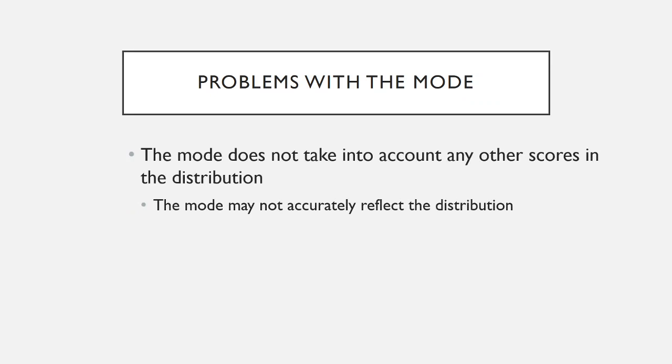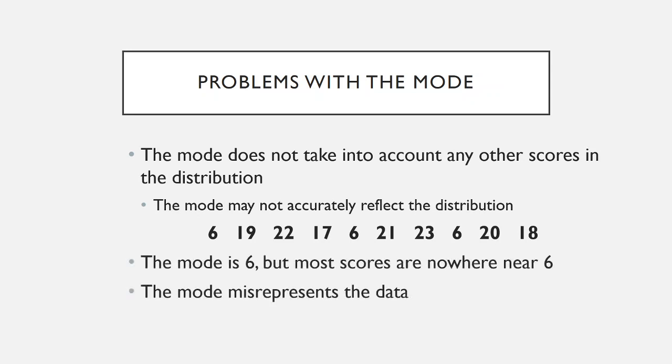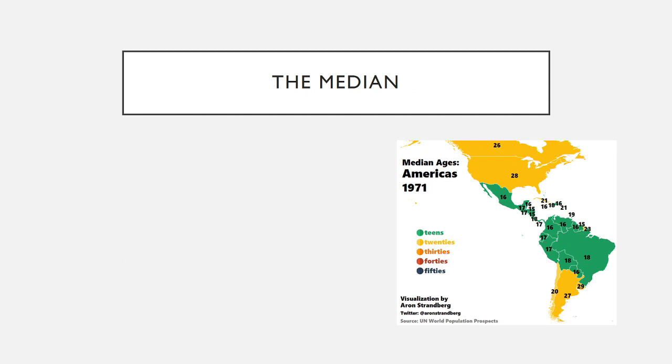Additionally, the mode kind of throws out a lot of the information present in your data set. It only takes into account that single score that appears the most often, and it sort of disregards everything else. So the mode might actually be misrepresentative of your distribution of scores. Let's say you have a data set like this, where for some reason there's an outlier of a score that appears more often than all the rest, right? The mode here is 6, but most of the other scores are nowhere near that. So if you were to just use 6 as a summary statistic for this data, it is pretty misleading and it doesn't accurately capture what's going on with your distribution of scores.